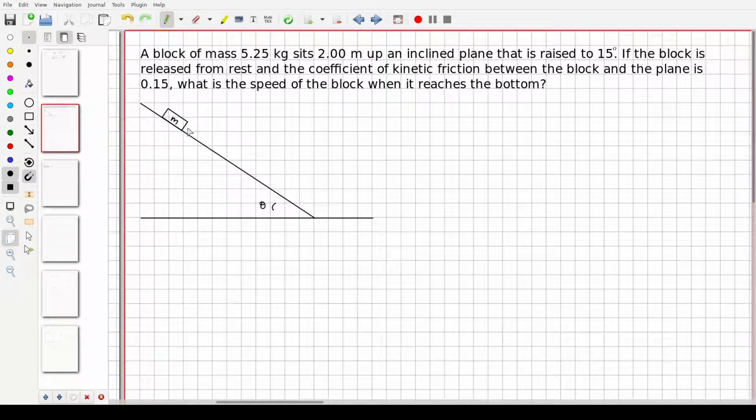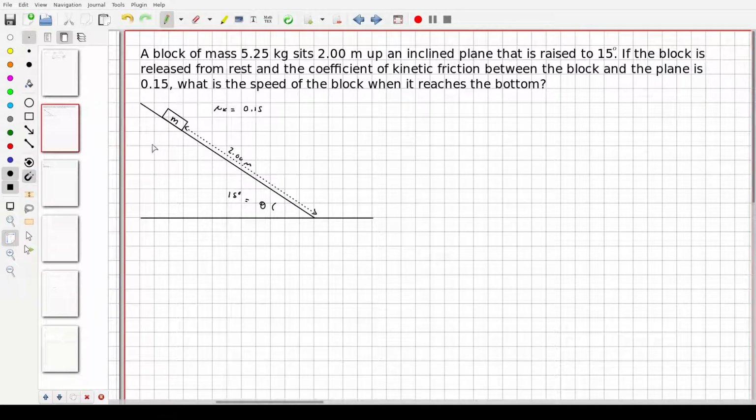Okay, so that said, let's just take a look. We'll label some stuff on our problem here. So here is our distance up the incline, right here. This right here would be 2 meters. Our angle here we know is 15 degrees. There is a coefficient of kinetic friction of 0.15.